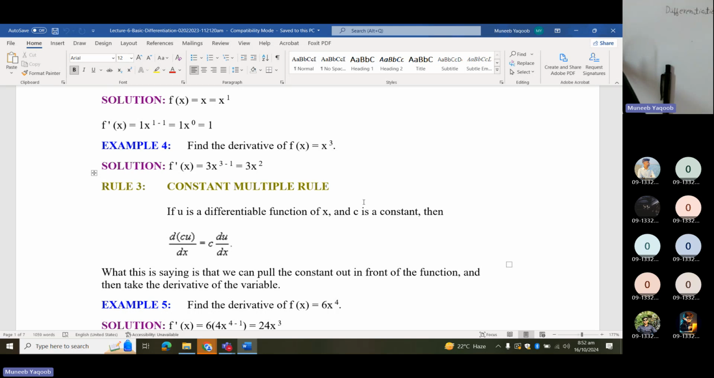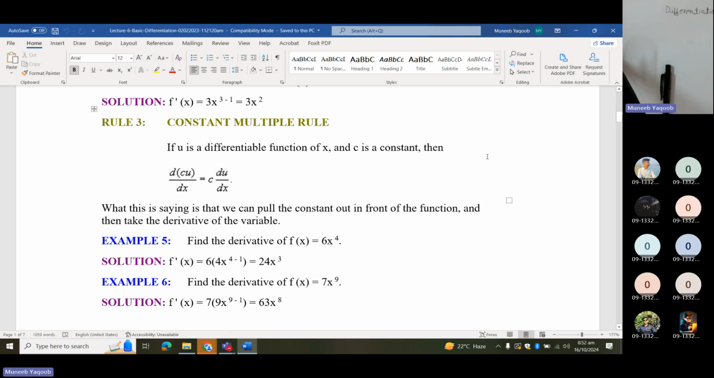Now coming to the third rule of differentiation, which is known as the constant multiple rule. If a function u of x is multiplied with a constant c, then the derivative of this function cu can be written as c times the derivative of u, that is c times du by dx. It's a very simple thing. As I told you earlier, if we need to calculate the derivative of a function which is multiplied by a constant, then we will take the constant as common, and then we will calculate the derivative of the function.